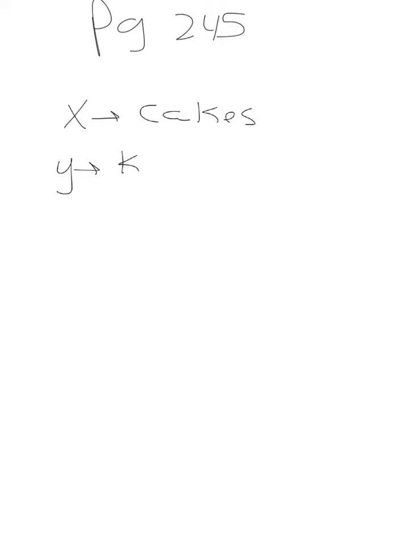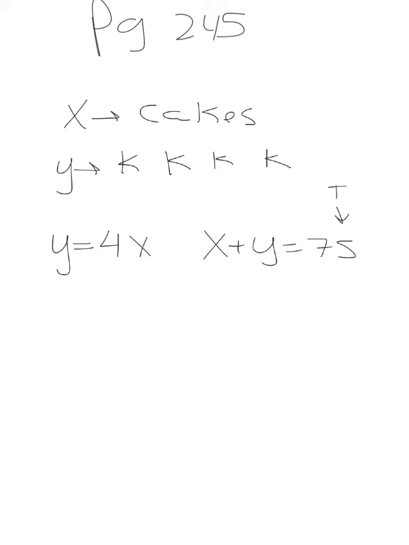So I'm going to represent my cookies with a K, and I'm going to write 4 Ks to represent 4 cookies. That gives me the equation y is equal to 4x because there were 4 times as many cookies as cakes. The second equation, x plus y equals 75. Remember, 75 is the total. x represents cakes, y represents cookies. So that means my cakes plus my cookies equals a total of 75.